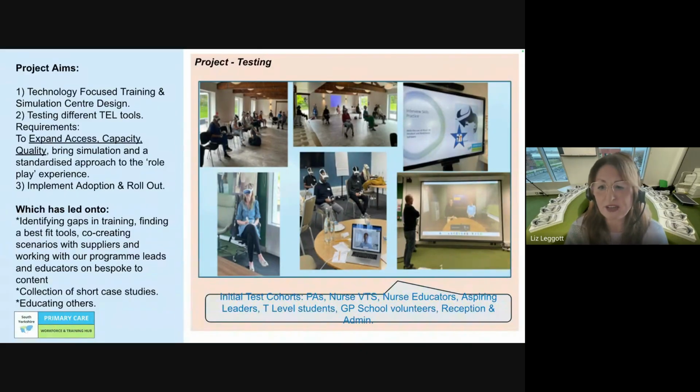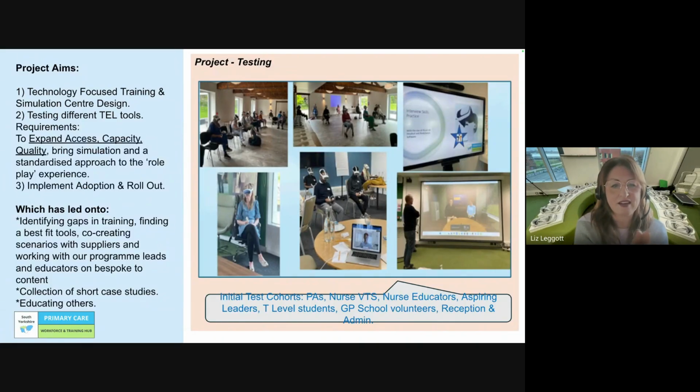But we wanted to bring some of that simulation in, and a bit of the role play experience. And then once we'd found those tools, to actually adopt them, to learn how to use them, to roll them out, and to find the best way of doing that. As you can see on this slide, there's quite a few different cohorts that we tested that with, even down to T-level students, GP school volunteers, reception and admin, and A-level students as well. We wanted to see what they thought about this version of training.